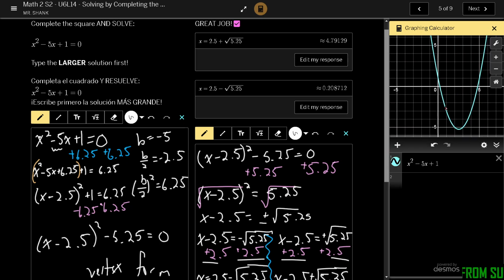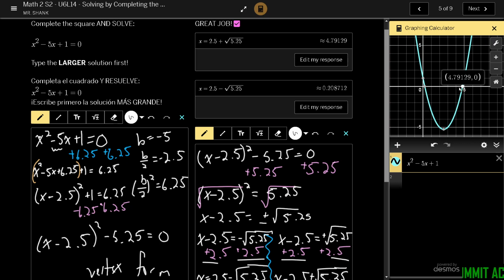So let's look at the two values that we have. To the far right is our first answer, 4.79, looks good, and our left answer is 0.208. And so we're good.